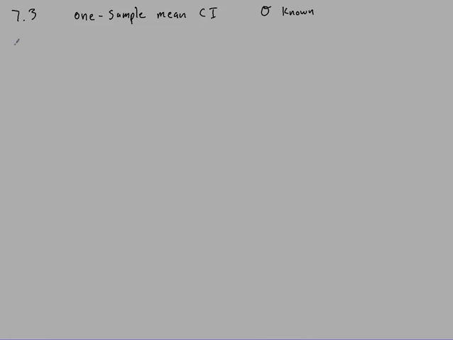Okay, welcome to the video on one sample mean confidence intervals, and this is 7.3. So let's just do a quick refresher on what this means. In a population, we may be interested in the mean of the population and the standard deviation right here. So when we take a sample out of here, we're going to get an X bar. We take another sample, we can get another X bar.